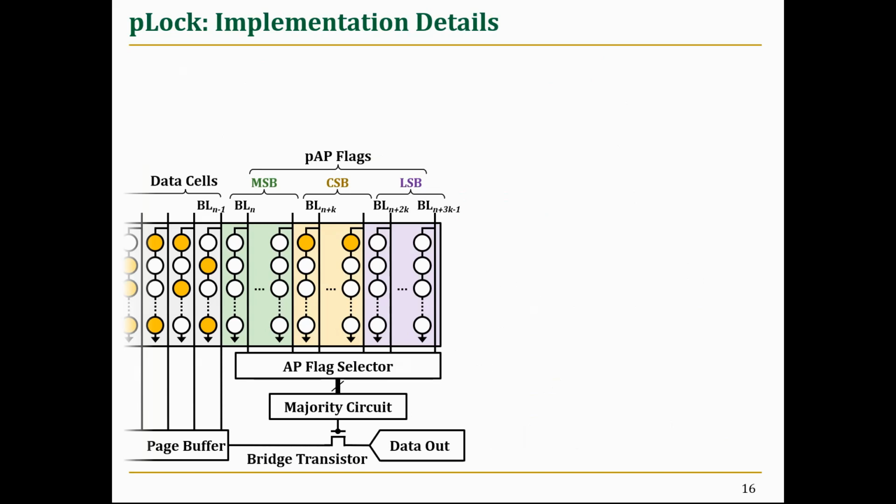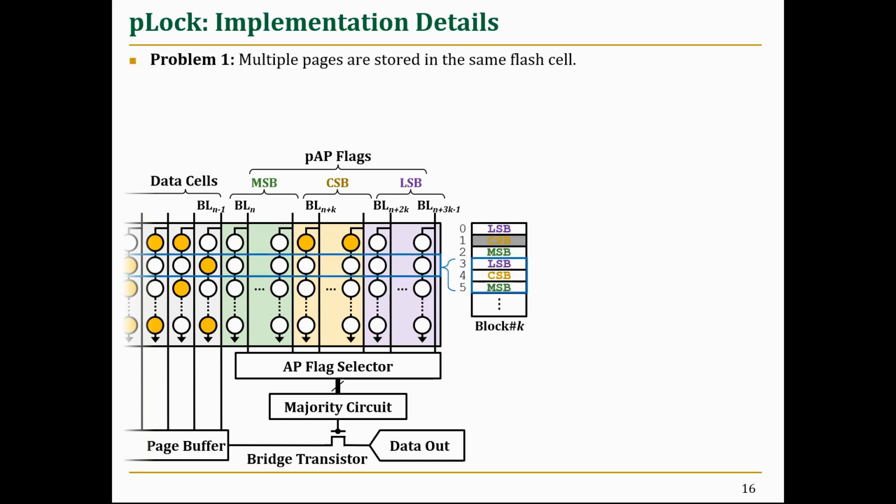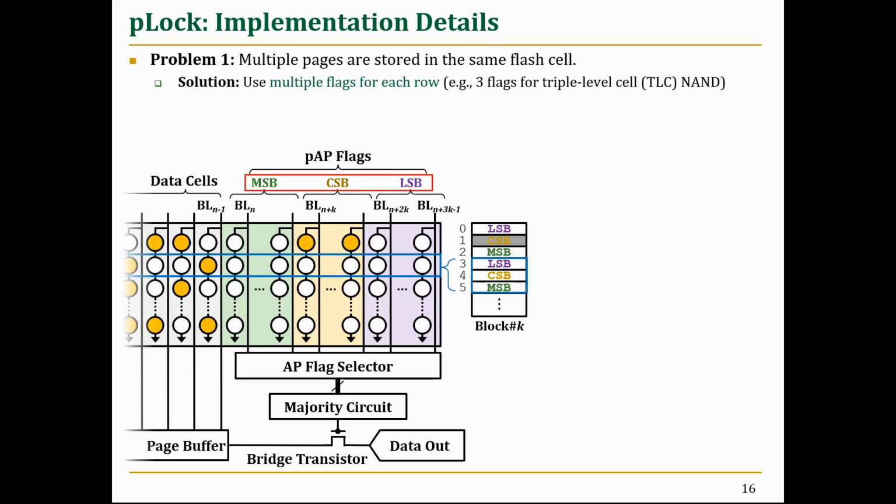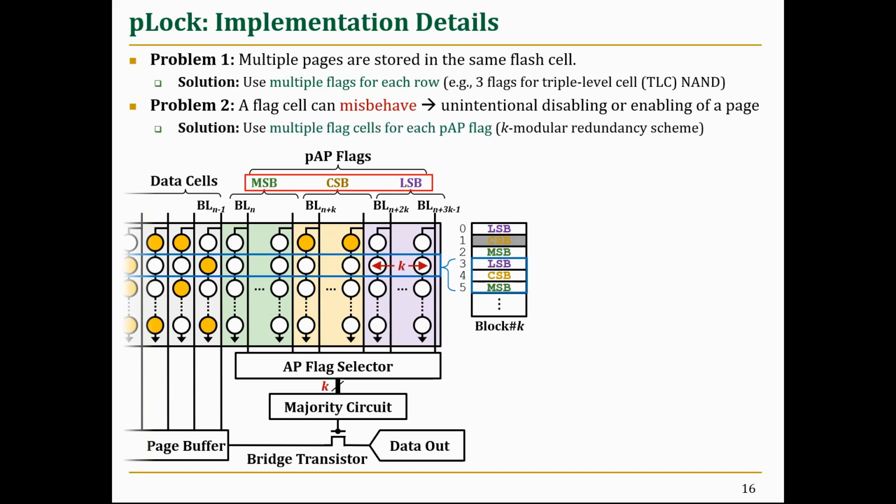As explained, modern NAND flash memory stores multiple pages in the same cells. To support the per-page sanitization, we keep multiple access permission flags on each row. Another problem is that a flag cell can misbehave, which incurs unintentional disabling or enabling of a page. To avoid this, we use multiple cells for each access permission flag. In our implementation, PLOC supports copy-free and per-page sanitization without cell-to-cell interference to other cells.